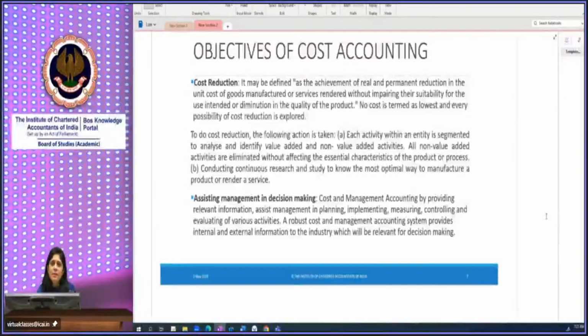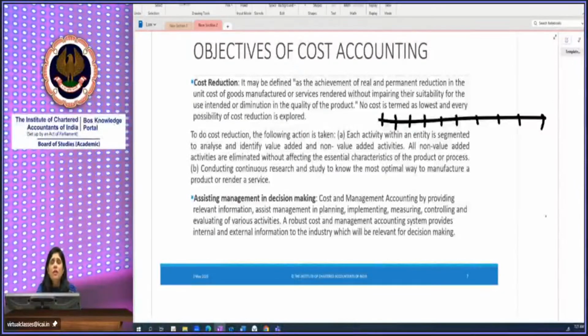Now how is permanent reduction going to happen? They will go deep into the system and monitor it very, very minutely. They will break down the production process. Let us say the entire production process has 10 steps: 1, 2, 3, 4, 5, 6, 7, 8, 9, 10. So these are the 10 processes a product passes through in the whole process.